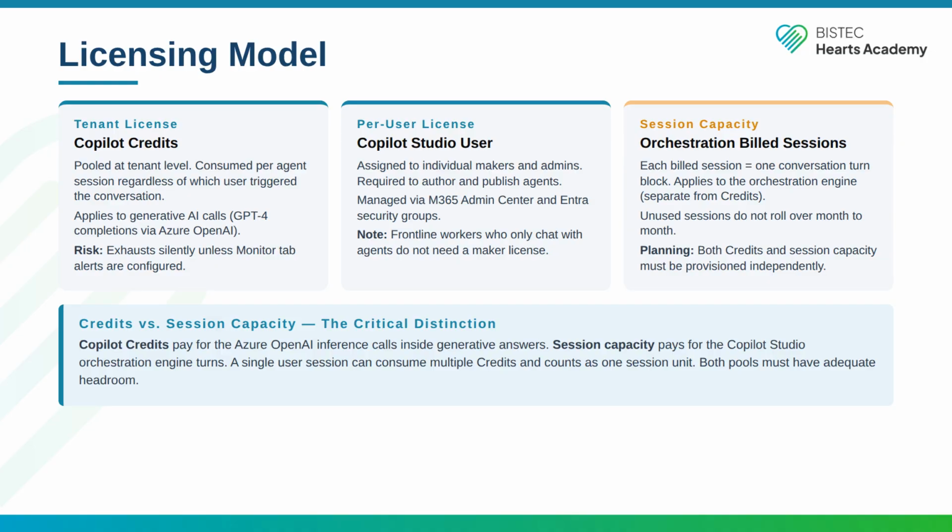For a 3,000 user organization, the capacity planning question is: how many makers, how many active agents, and what is the projected session volume per month? The break-even analysis comparing tenant credits to per-user licensing at scale will shape your licensing recommendation, and it is one of your month 1 assessment deliverables.